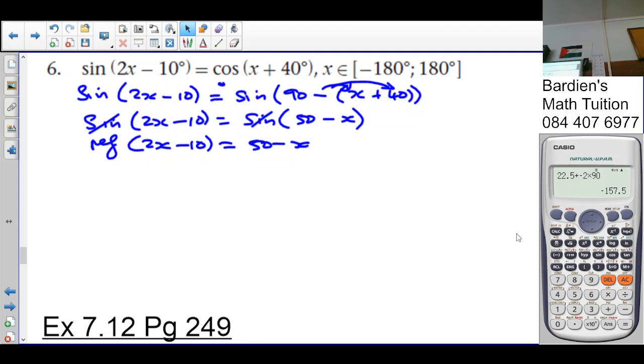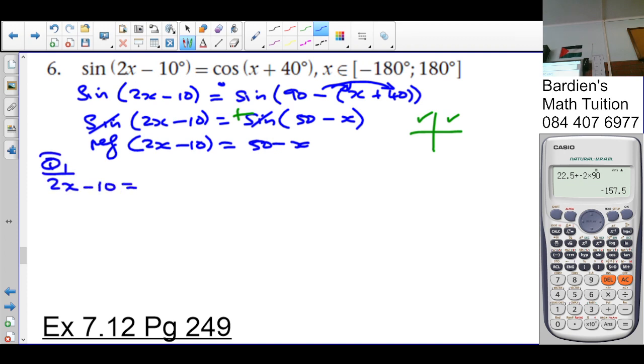Right, so we said that sine is positive in quadrants 1 and 2. That's all. So let's go with quadrant 1. We're going to have 2x minus 10 is equal to 50 minus x plus k times 360. You would agree with that?